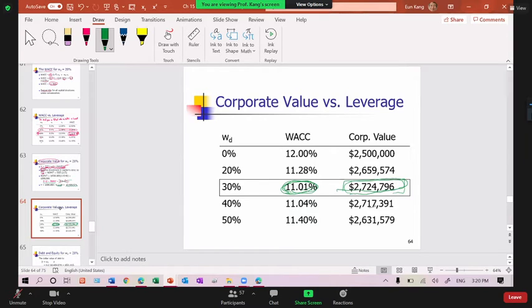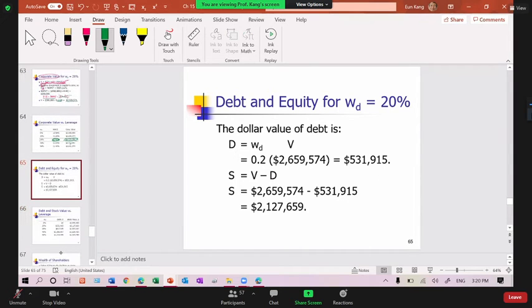And this one is pretty close, right? So the capital structure can be just between 30% and 40%. It can be a range too. So that is this. Debt and equity for WD is 20. So we can separate the value of the company between debt and equity.